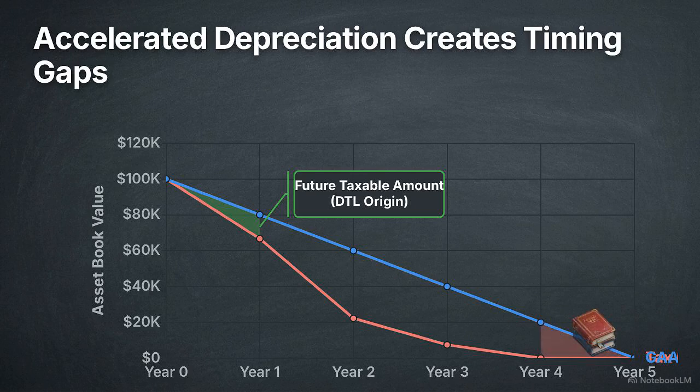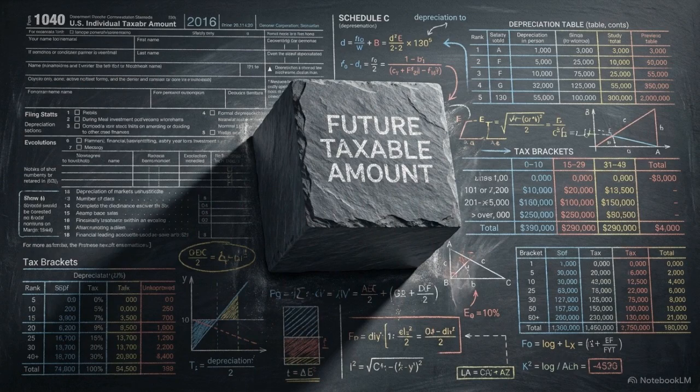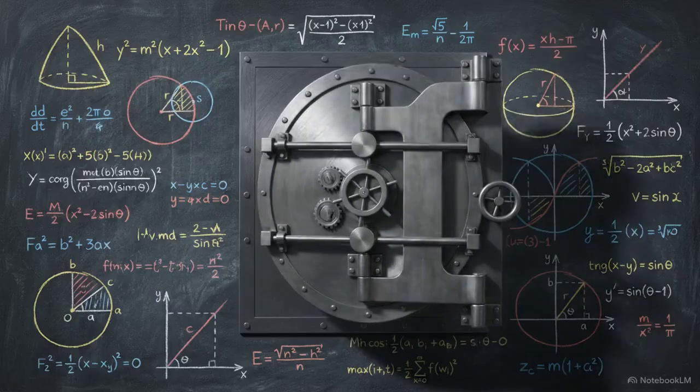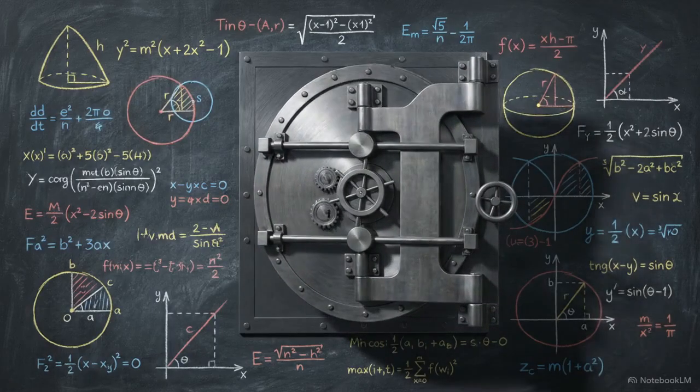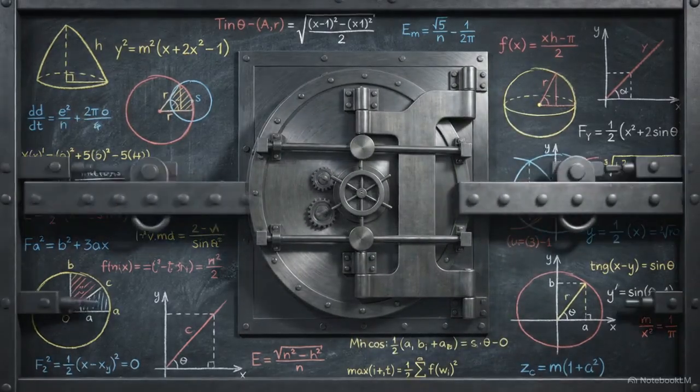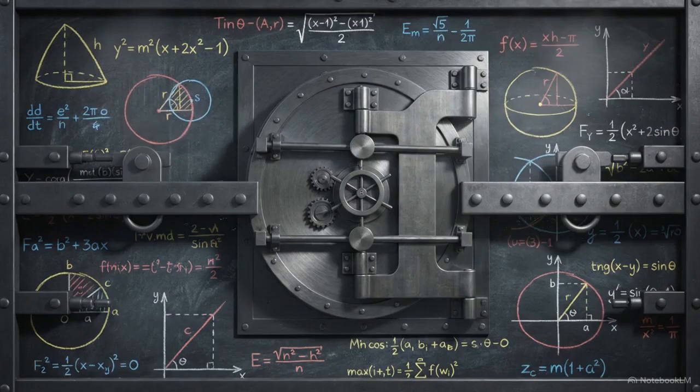The math inevitably flips in years 4 and 5, where GAAP continues to record an expense, but the tax deduction drops to zero. To calculate the DTL, you take that future taxable amount, the delayed income we will eventually have to pay taxes on, and multiply it by the enacted tax rate. A deferred tax liability isn't free cash. Delaying the tax burden today locks in a mathematical certainty of higher future tax payments.